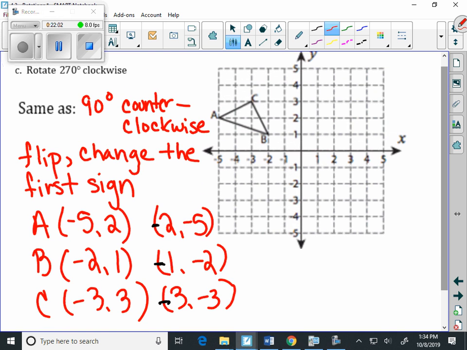So negative 2, negative 5. There's our new A. Negative 1, negative 2. Here's our new B. Negative 3, negative 3 is our new C. And there we rotated our figure 270 clockwise, which is the same as 90 degrees counterclockwise.